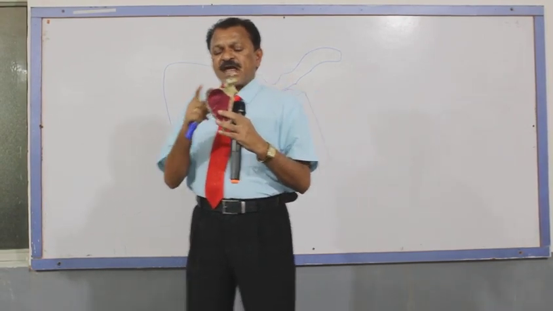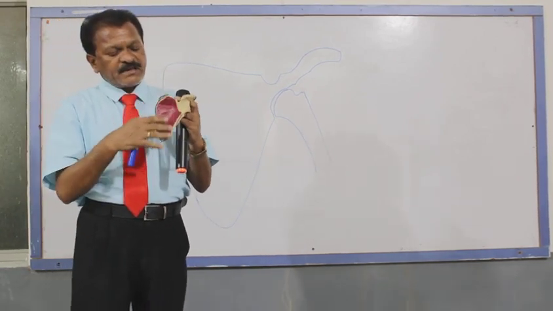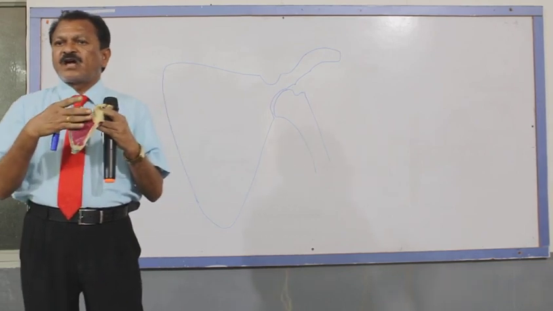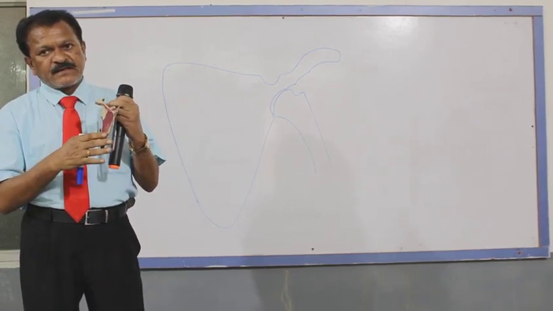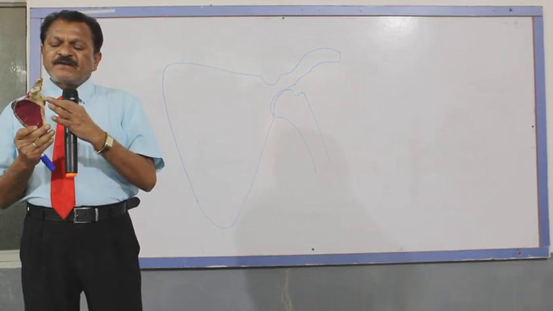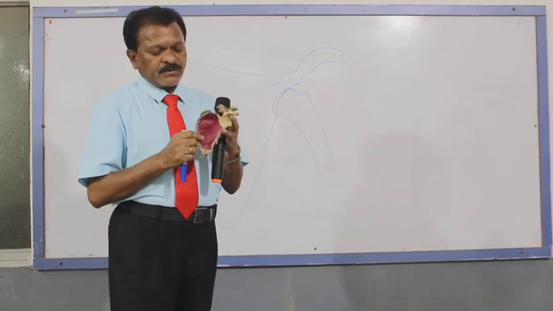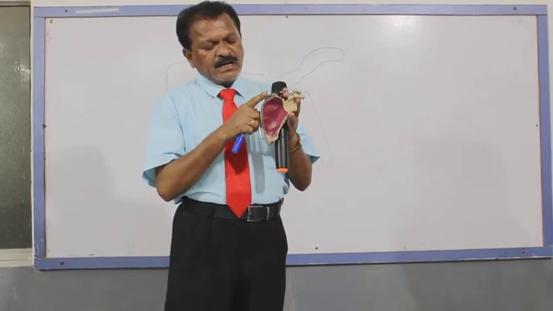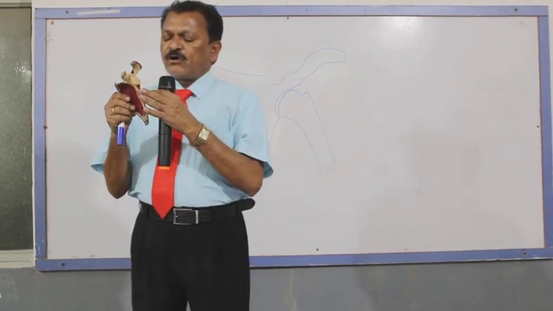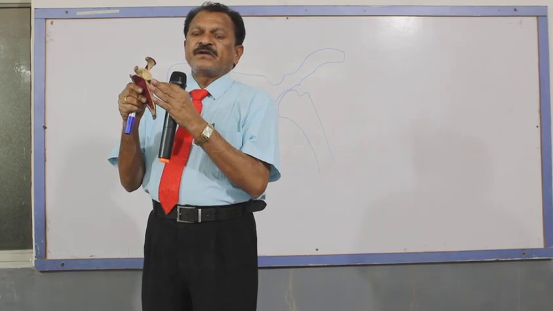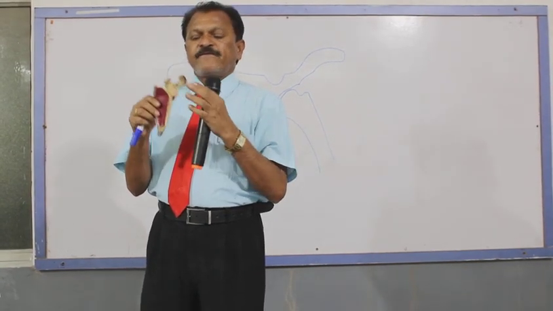So the scapula is triangular in shape, and it has a costal surface, or anterior surface, or ventral surface. On the back side it is the dorsal surface. This articular facet is the glenoid cavity. In side determination, the medial border of the scapula is sharp, and the lateral border of the scapula is blunt and rough.